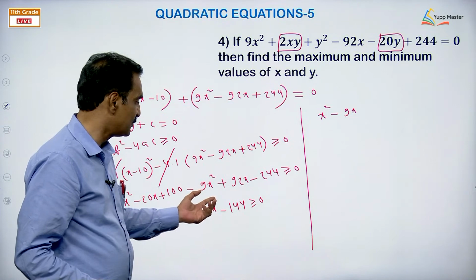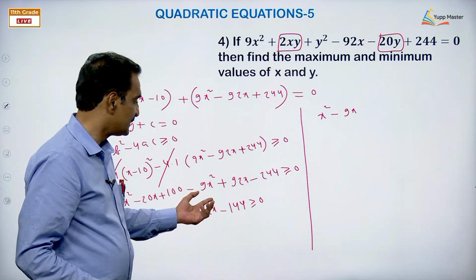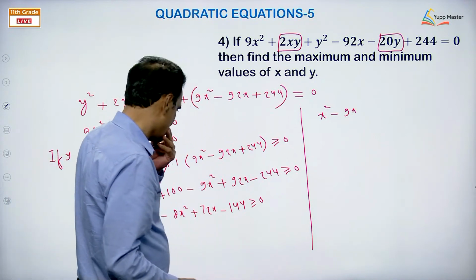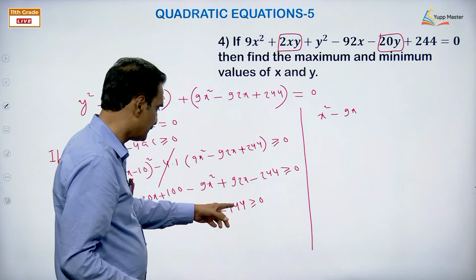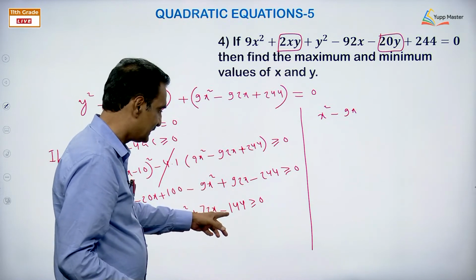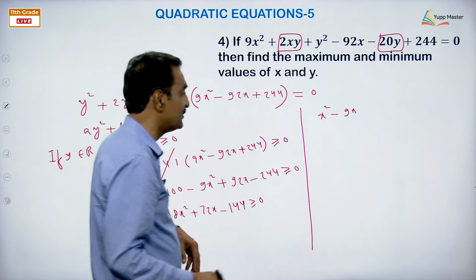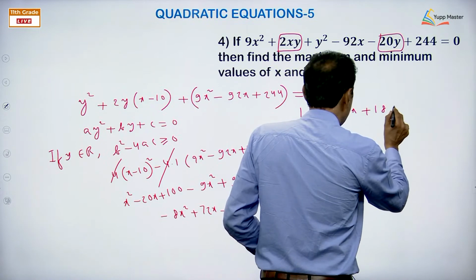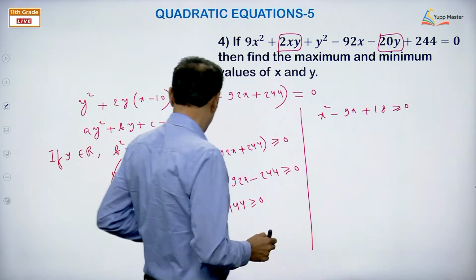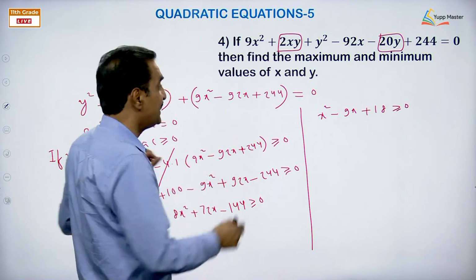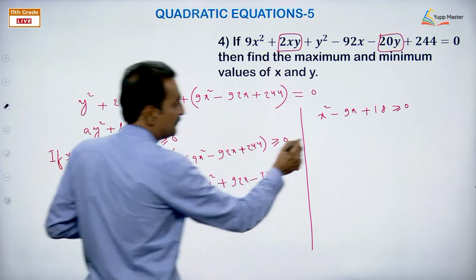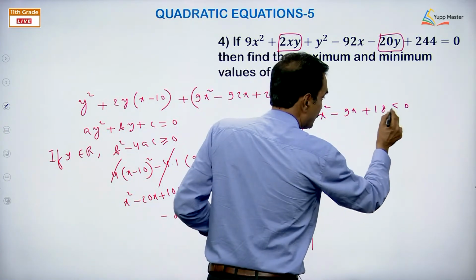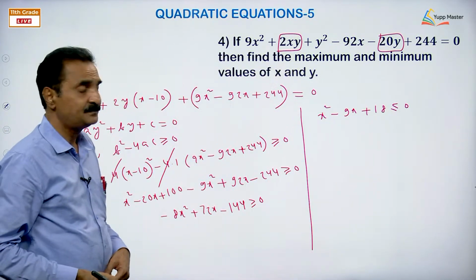Dividing by 2, 72, 36. 36 by 2, 18. 18 you will get. So, plus 18 greater than or equal to 0. Not greater than. When you divide by minus 8, greater than becomes less than. Is it not?